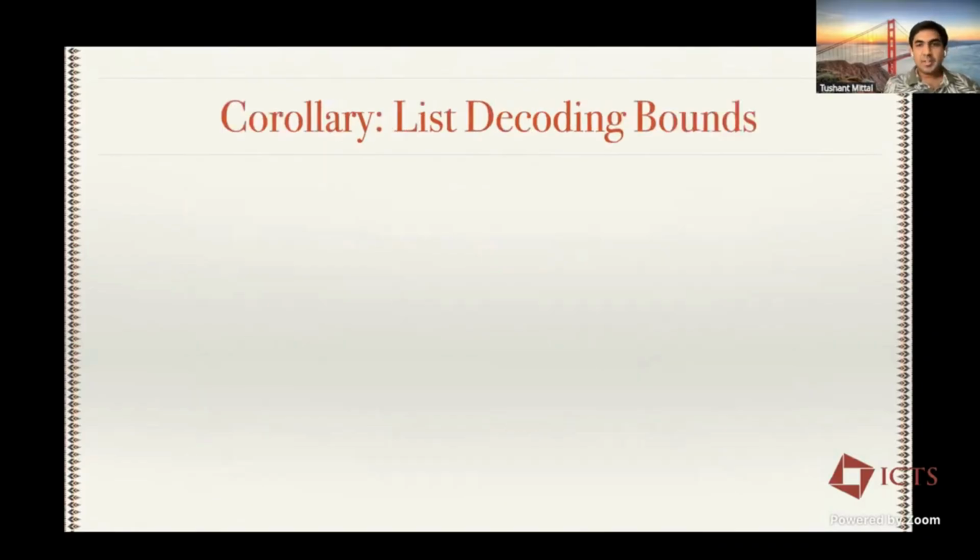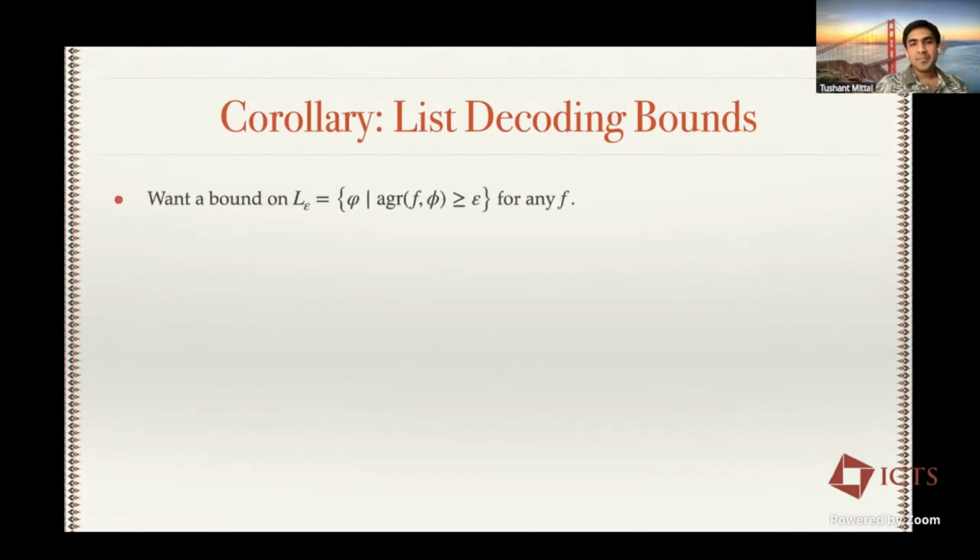And an interesting corollary of this approach is that you get list decoding bounds. For any function f, the list L_epsilon is just the set of homomorphisms which have agreement at least epsilon, and we would like to bound the size of this list, the number of homomorphisms.